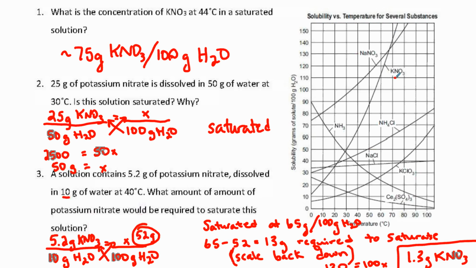But if we're sticking with 110 grams, where is the saturation point if you have 110 grams? What's the temperature at which 110 grams of potassium nitrate would be considered saturated in 100 grams of water? Well, that point is where the curve hits at 110, which is about here. Okay, so that temperature, if you go down, is about 59 degrees Celsius. Okay, so we're at 72, and to be saturated, it's 59 degrees.